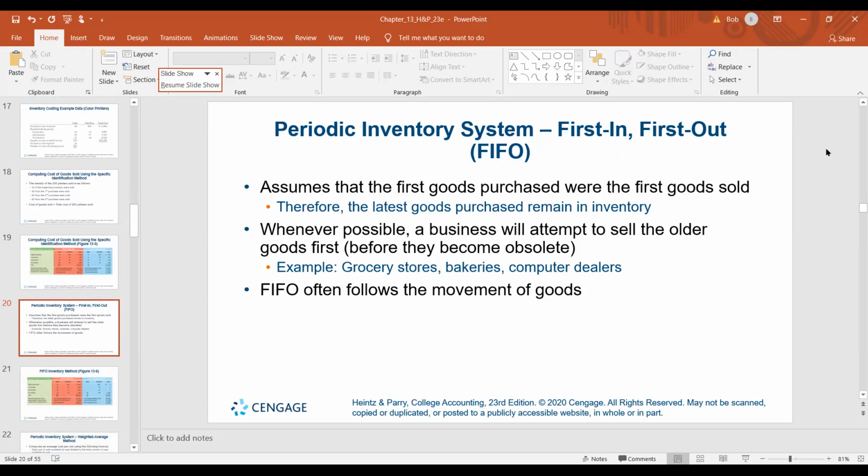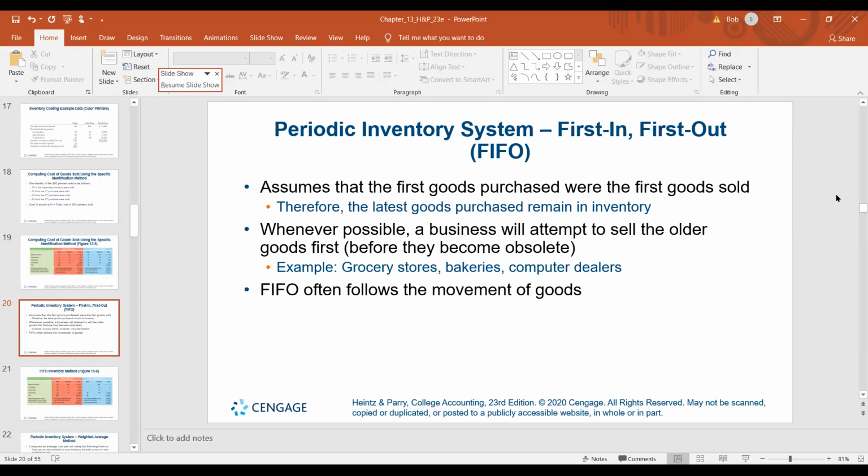Let's look at FIFO. Here, we're assuming that the first goods purchased were the first goods sold. First in, first out, the late stuff remains in the inventory. And they're just making a general comment. Whenever possible, a business will attempt to sell the older goods first. Yeah, in most cases, I guess.